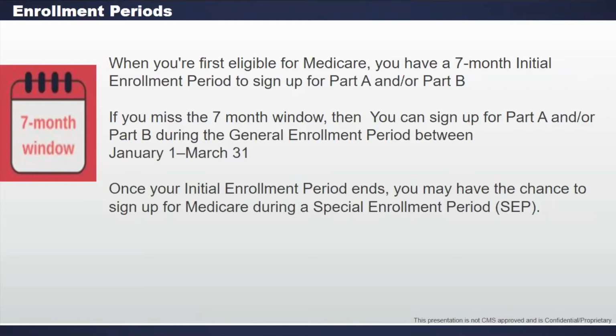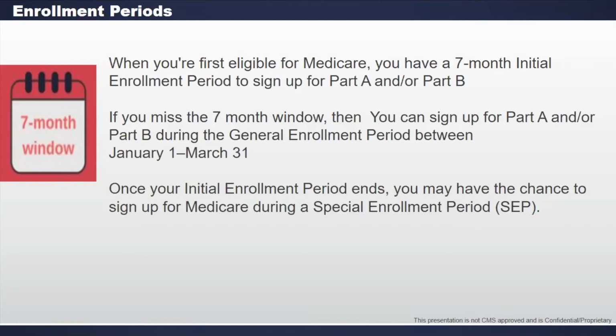And the general enrollment period begins 1 January and ends on 31 March of each year. So if you didn't sign up for Medicare right back when you were 65, when the big window was open, now you've got the 3-month window each year after that to sign up.